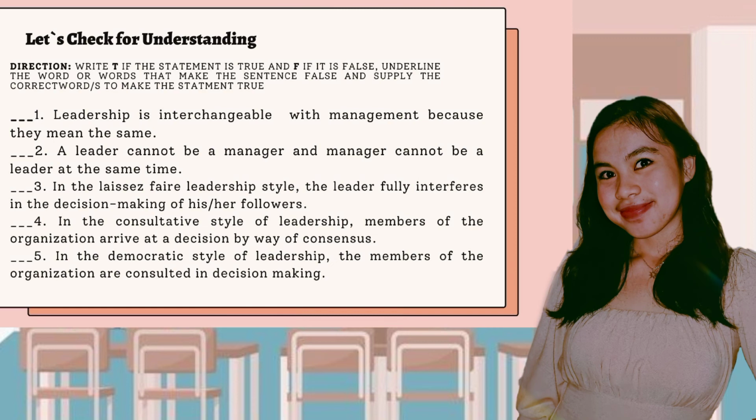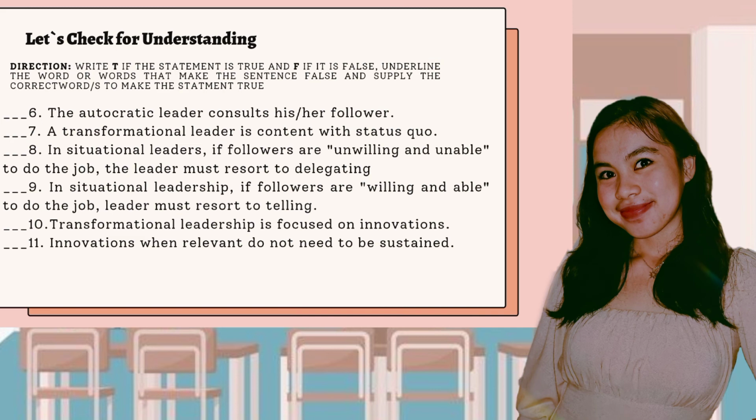Number 4. In the consultative style of leadership, members of the organization arrive at a decision by way of consensus. Number 5. In the democratic style of leadership, the members of the organization are consulted in decision-making. Number 6. The autocratic leader consults his or her follower. Number 7. A transformational leader is content with status quo. Number 8. In situational leaders, if followers are unwilling and unable to do the job, the leader must resort to delegating.